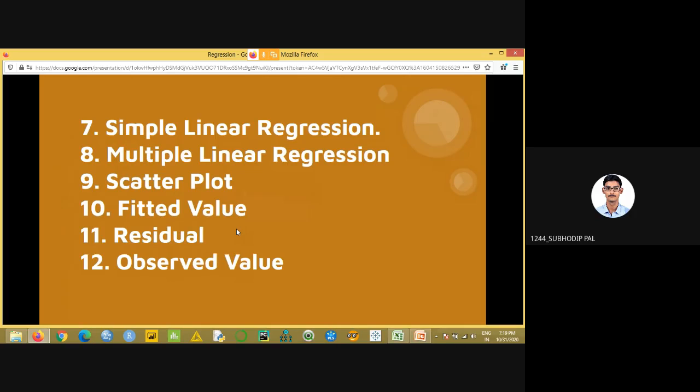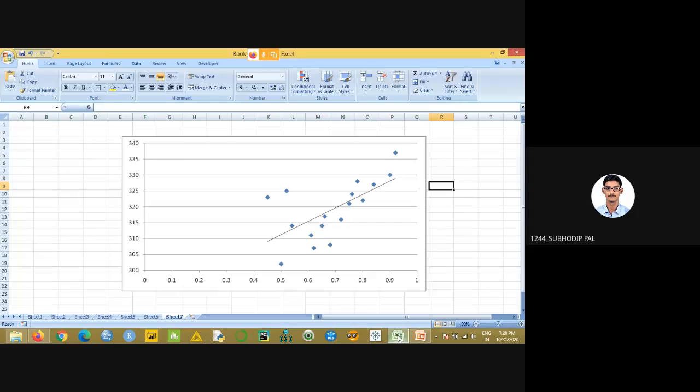What do you mean by scatter plot? Anyone? Scatter plot is the graphical representation of two data. Can you say that? This is what the scatter plot is, right? Can you see my screen?